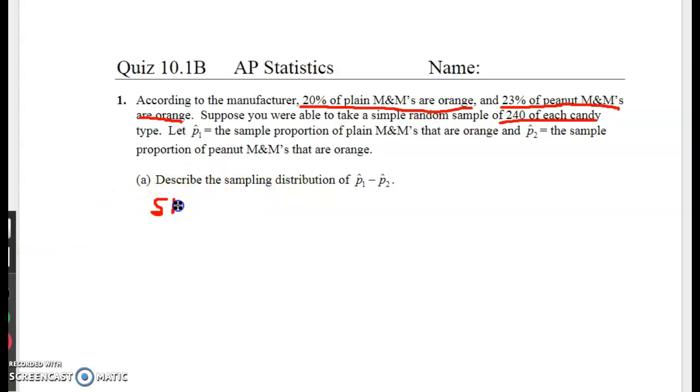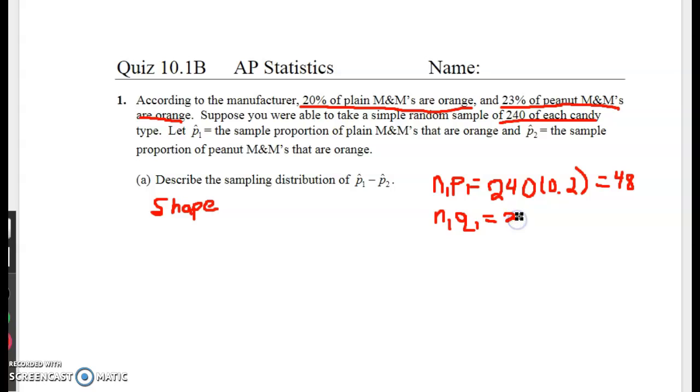For shape, I'm going to check the normal condition. So N1P1 here is 240 times 0.2, and that is 48. And N1Q1 is 240 times 0.8, which is 192, so that's met.